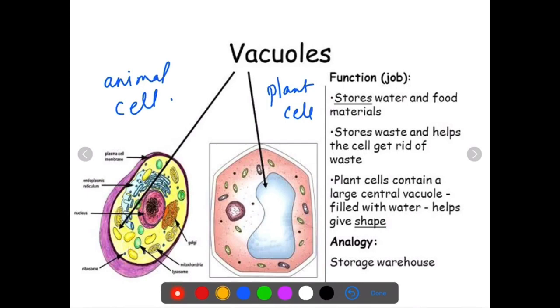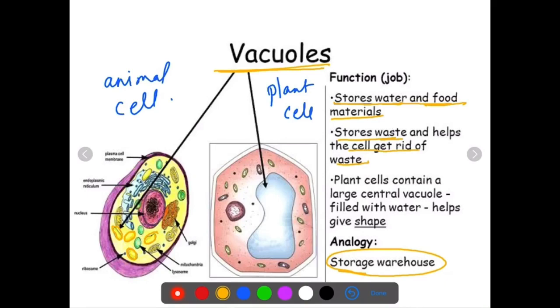Let us see the vacuoles of this animal cell. They are quite small, and they store water and food materials. Sometimes they store the waste material also, and help the cell to get rid of these waste materials. So in short, we can say that these vacuoles are sort of store warehouses which store water, food material, and sometimes the waste material, so that the plant can store them or it can get rid of them.